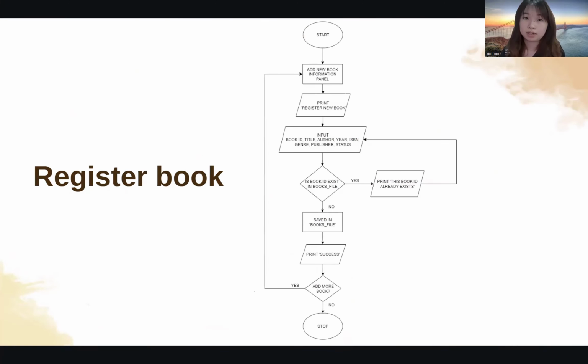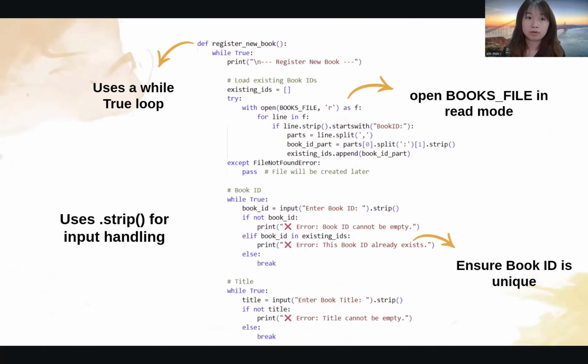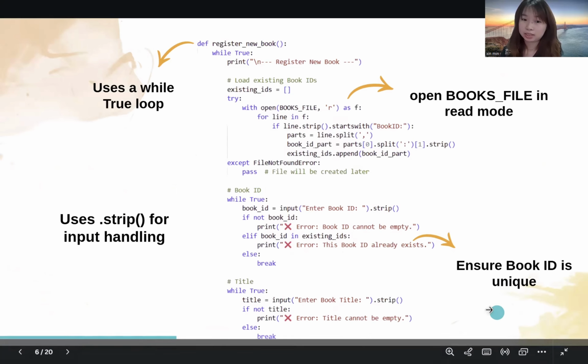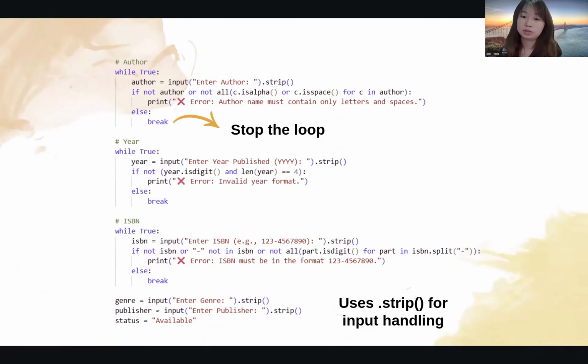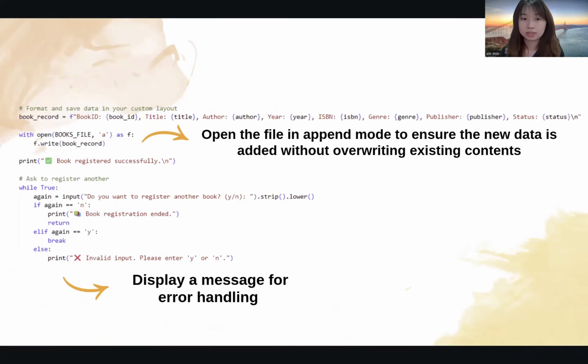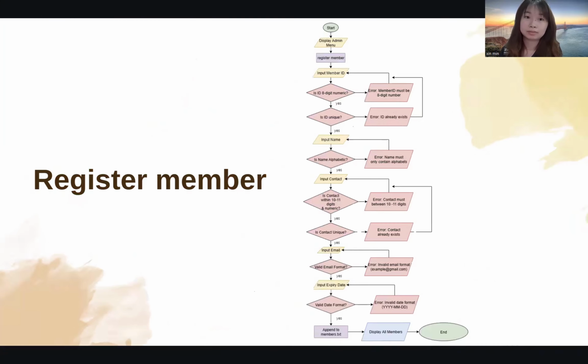This is the flowchart for register book. For register book, we use a while True loop also. We open the book file in read mode and also use .strip for input handling. Next, we ensure the book ID is unique. We use break to stop the loop, also .strip for each input handling. Besides, we open the file in append mode to ensure the new data is added without overwriting existing content. We also display a message for error handling.